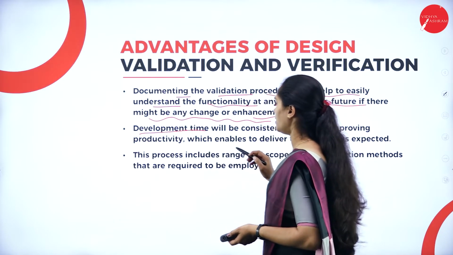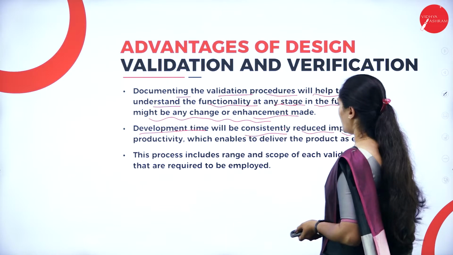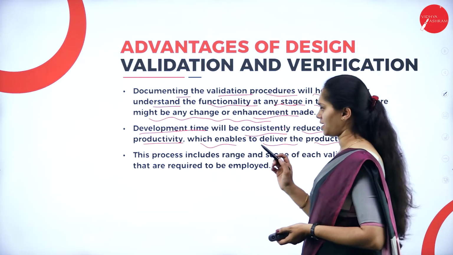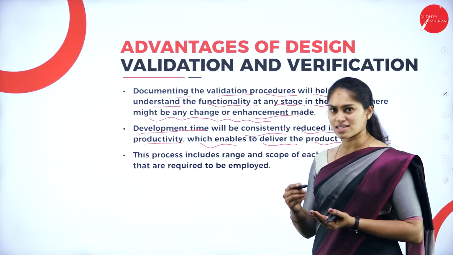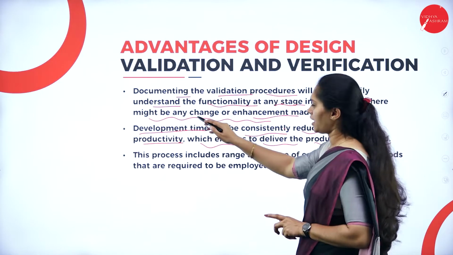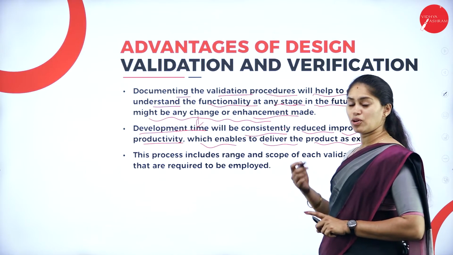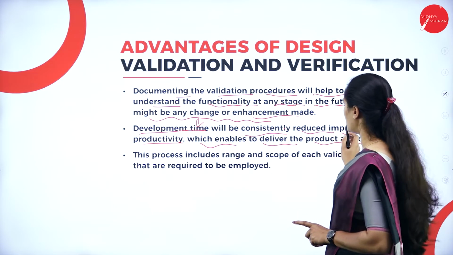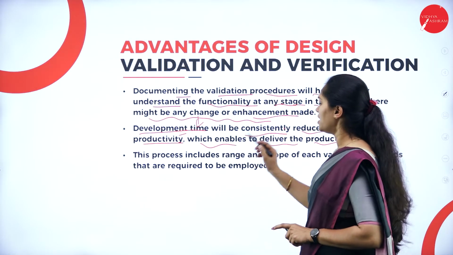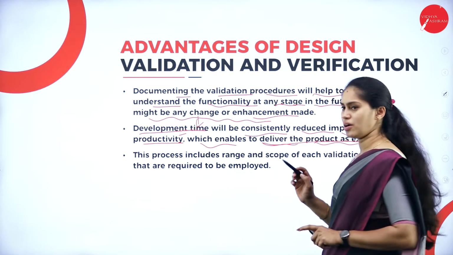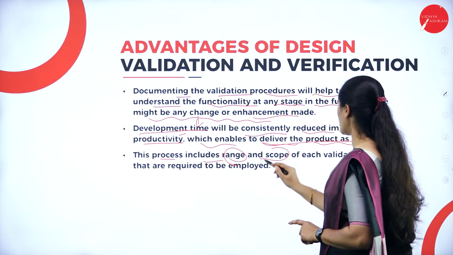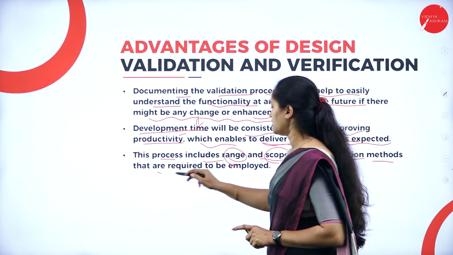And also the development time will be consistently reduced by improving the productivity, which enables us to deliver the product as expected. When the verification and validation are both done in a parallel manner, it reduces the development time, so the productivity will be very high. If we improve the productivity of developing a product, that will be helpful in order to deliver the product as soon as possible.